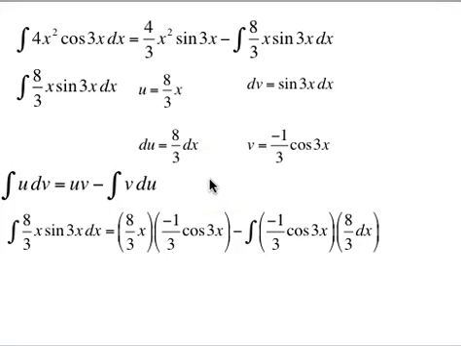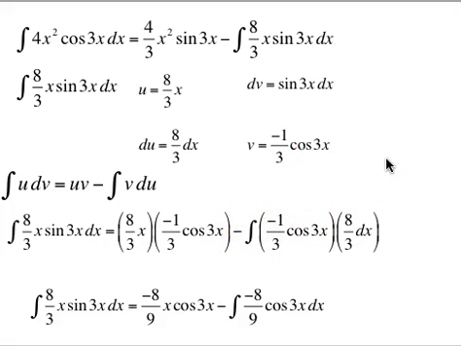And you'll notice that the algebra and arithmetic gets challenging. Looking at this first bit, 8/3 times negative 1/3 is negative 8/9. So we get negative 8/9 x cos 3x. Over on this side, we get negative 8/9 cos 3x as well. And if we pull that out in front, you'll see how the sign's going to change. Again, negative 8/9 x cos 3x, negative 8/9 cos 3x. Where do we go next?